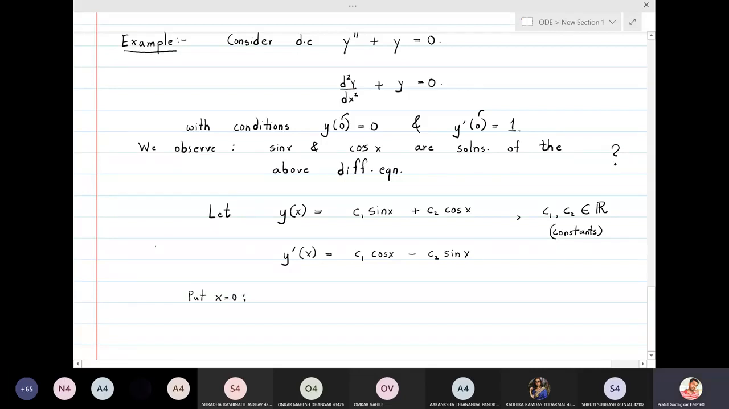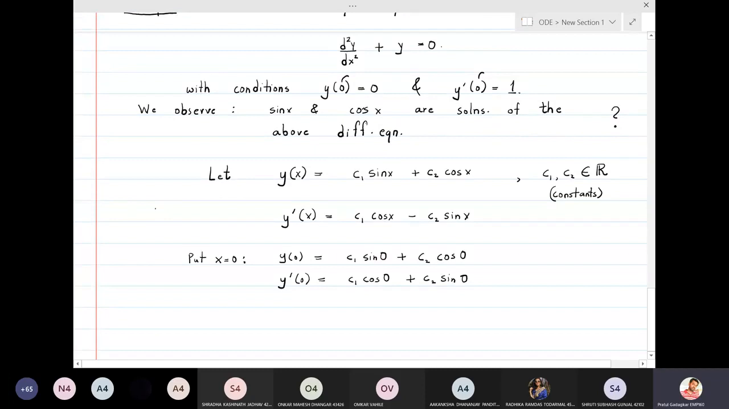If I put x equal to 0 in the first equation, I will get y(0) is C1 sin 0 plus C2 cos 0, and the second equation will give me y'(0) is equal to C1 cos 0 plus C2 sin 0. I hope most of you must have got the hints now. What is y of 0? Y of 0 is 0. So this will give me 0 is equal to... sin 0 is 0, so this will go away. Cos 0 is 1. So I will get C2 into 1.